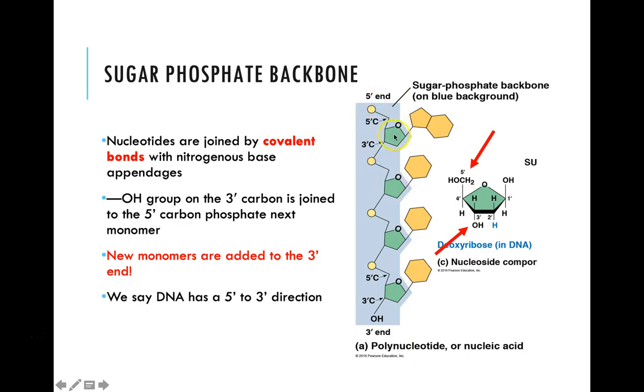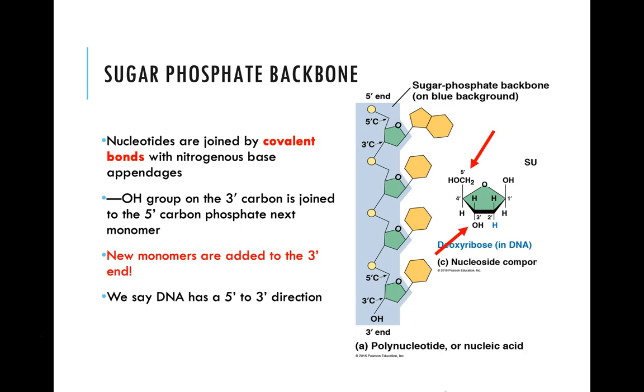You can see here the yellow and the green are the alternating phosphate sugar units. And those are going to provide the sort of outside or the base structure for our DNA. Coming off of that sugar phosphate backbone are our nitrogenous bases. You can see those in yellow. And then you can see that 5', 3' carbon linkage that I was talking about.